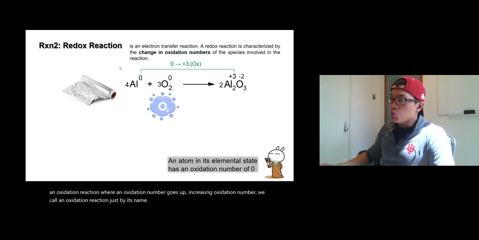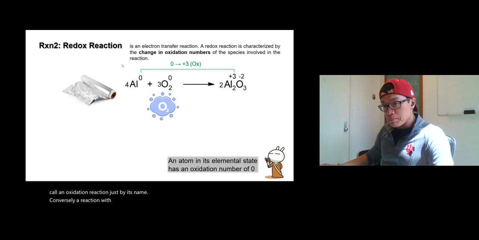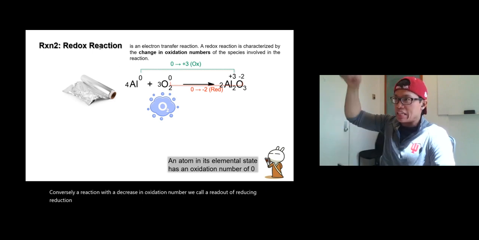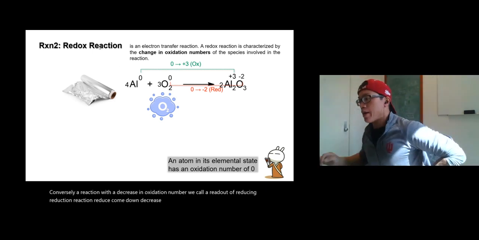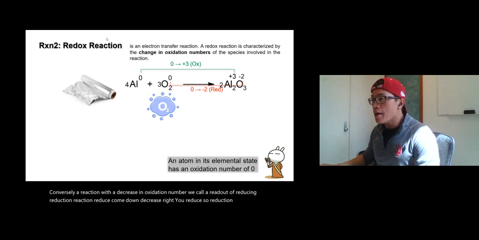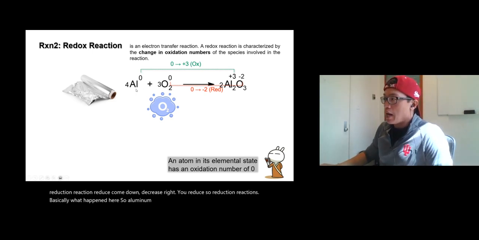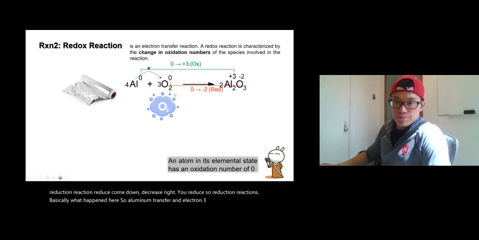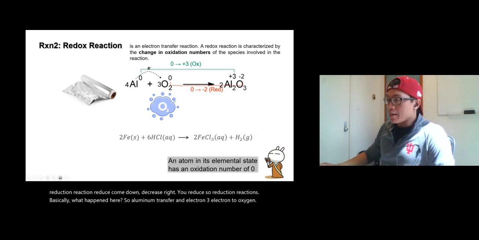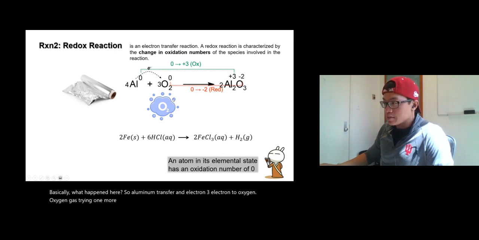Conversely, a reaction with a decrease in oxidation number, we call a reduction reaction. Reduce, come down, decrease, right? Reduce. So reduction reaction. Basically, what happened here? So aluminum transfers 3 electrons to oxygen gas. Try one more time. So who loses electrons, who gains electrons?